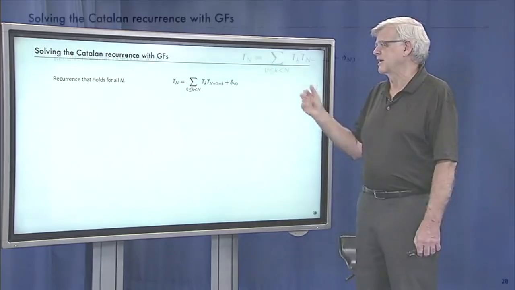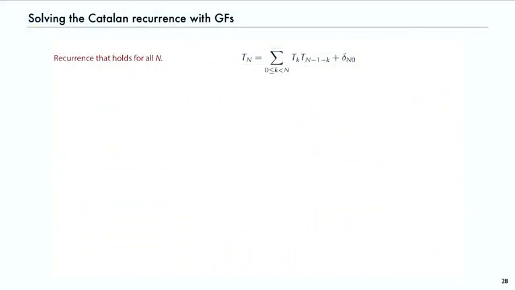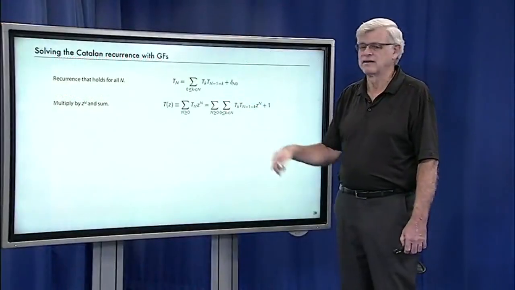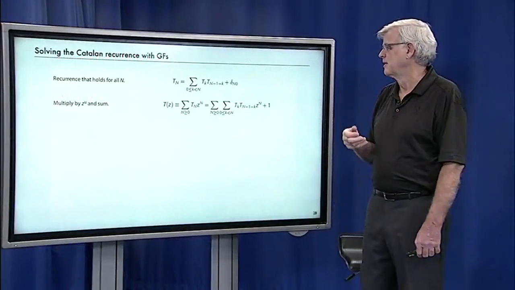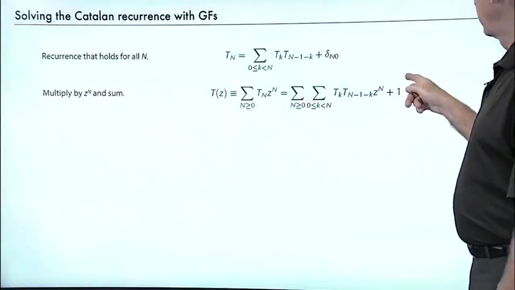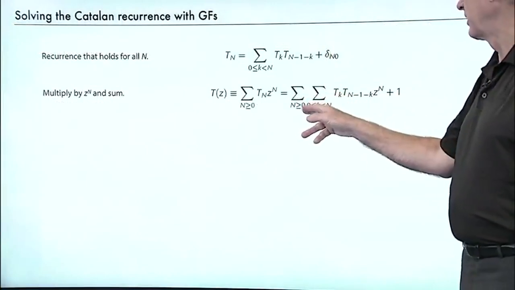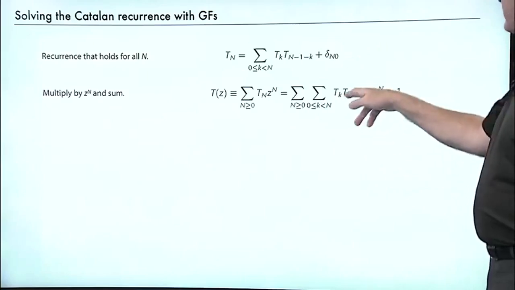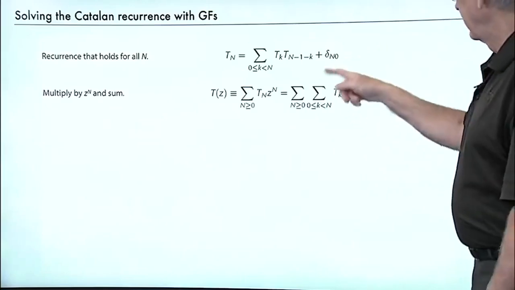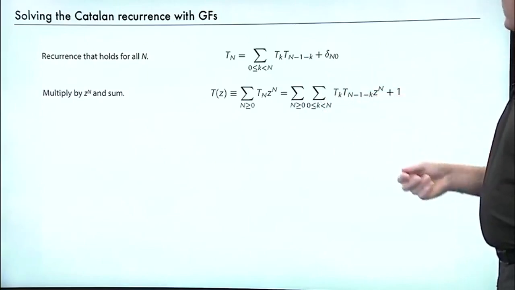So how are we going to solve the Catalan recurrence with generating functions? Well, we're going to use the formula. We got the recurrence that holds for all n. Now, what's the next step? It's multiply by z to the n and sum on n. On the left-hand side, that gives us t of z. That's the generating function for the Catalan numbers. On the right-hand side, we'll get a 1 for the delta term, and then we get the sum for n bigger or equal to 0, 0 less than or equal to k less than n, t_k t_(n minus 1 minus k). That looks familiar. It is familiar.